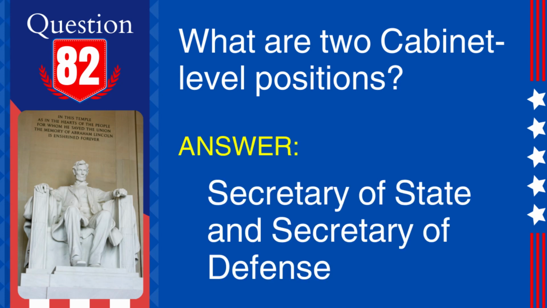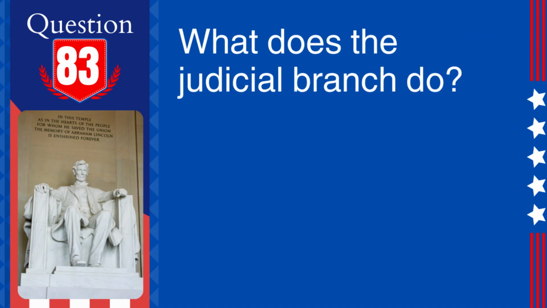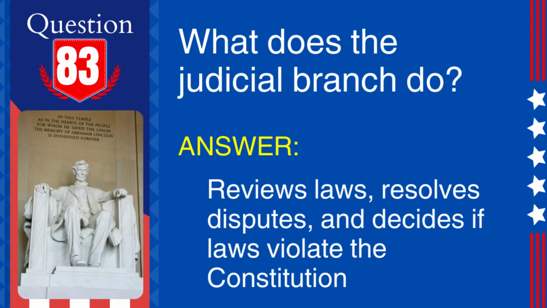Answer: Secretary of State and Secretary of Defense. Explanation: The Secretary of State and the Secretary of Defense are two of the primary positions within the President's cabinet, dealing with foreign policy and military affairs, respectively. 83. Question: What does the judicial branch do? Answer: Reviews laws, resolves disputes, and decides if laws violate the Constitution. Explanation: The judicial branch of the U.S. government interprets laws, adjudicates disputes under the law, and determines the constitutionality of laws.